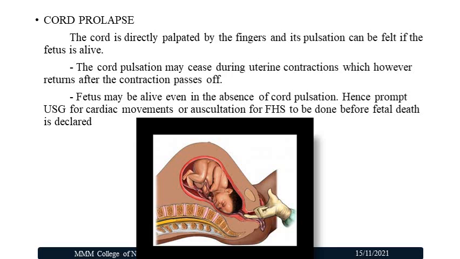The fetus may be alive even in the absence of cord pulsation. Hence, prompt ultrasound guidance for cardiac movements or auscultation of fetal heart rate should be done before fetal death is declared. So we should not think that if there is no pulsation, the baby is dead. We should confirm it with the help of ultrasound. So this is about cord prolapse. We have seen how to diagnose occult prolapse, cord presentation and cord prolapse.